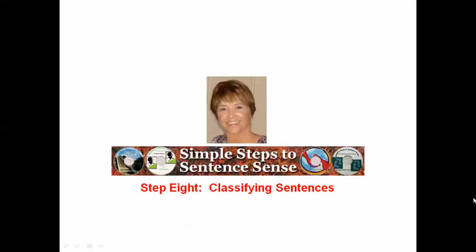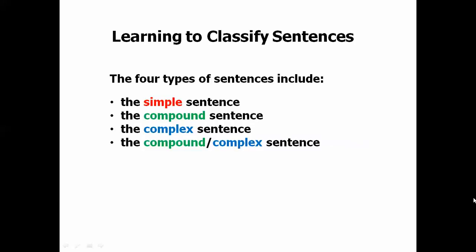Hello everyone, I'm Charlene Tess, and today we are on step 8. In this video, we will learn to classify sentences according to their structure. Once you have learned to analyze English sentences, you should be able to recognize them and classify them. The 4 types of sentences include the simple sentence, the compound sentence, the complex sentence, and the compound complex sentence.